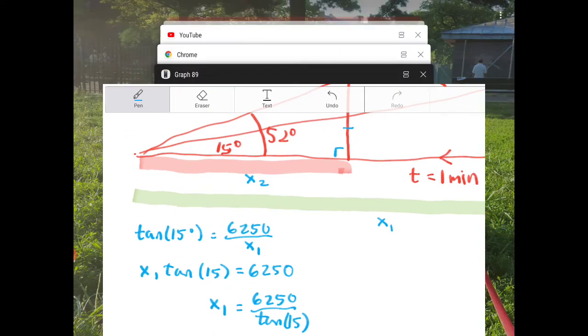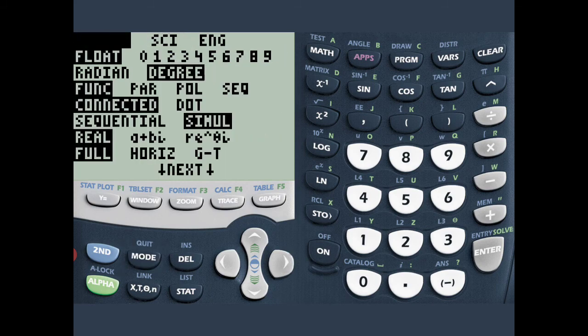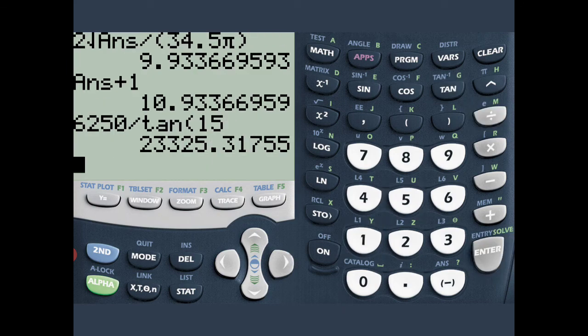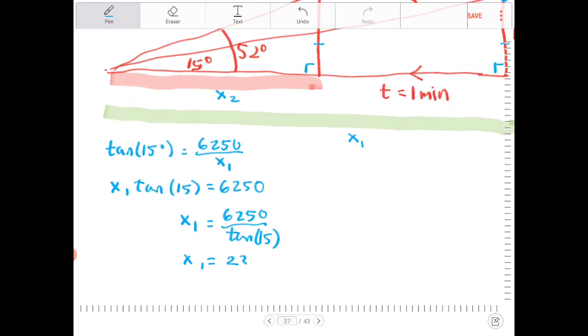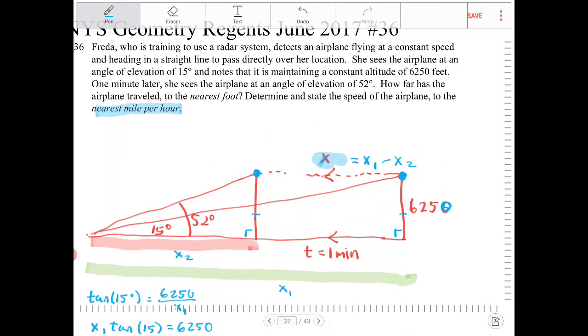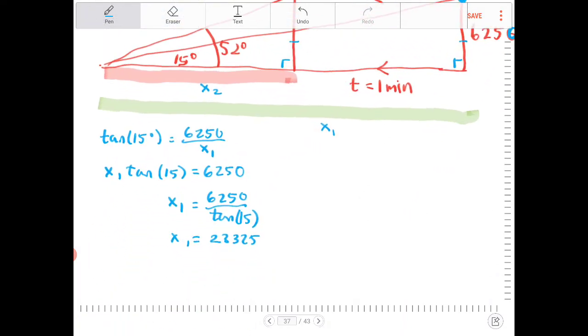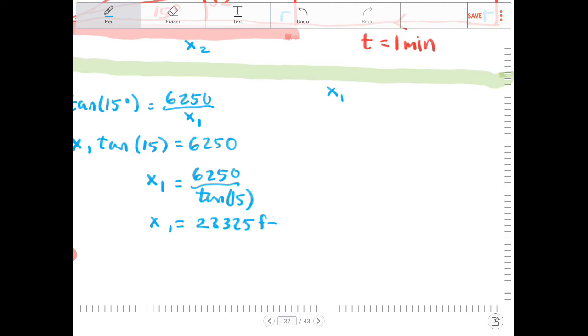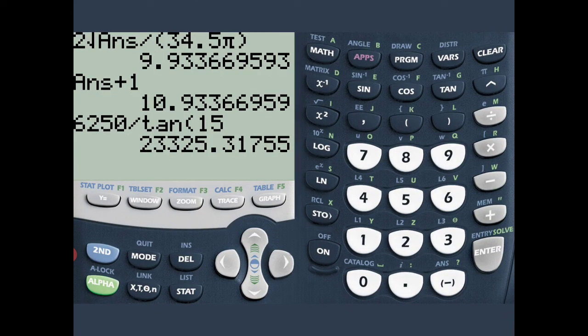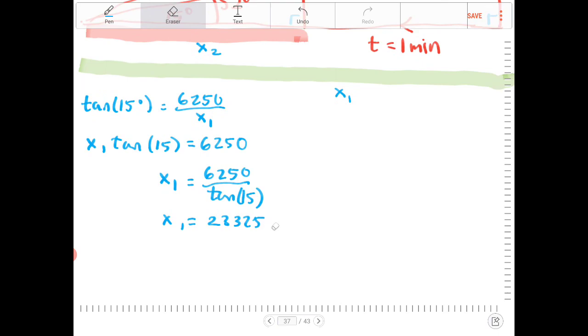I'm going to punch this into the calculator. Make sure your calculator setting is in degrees. 6,250 divided by tangent of 15 is 23,325. We have to round our answers, and the question asks how far the plane traveled to the nearest foot. So I want to keep this in feet, and I want to round at the end, so I'll keep two more decimal places: 23,325.32.